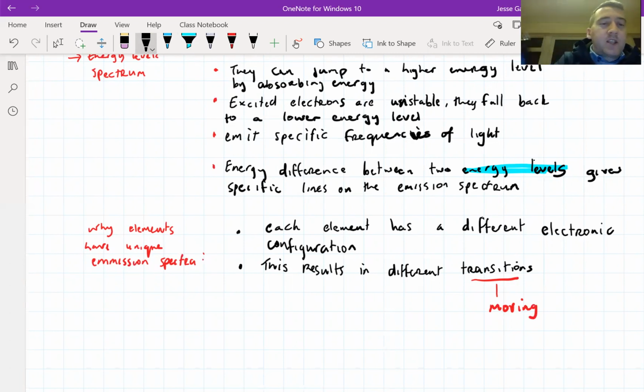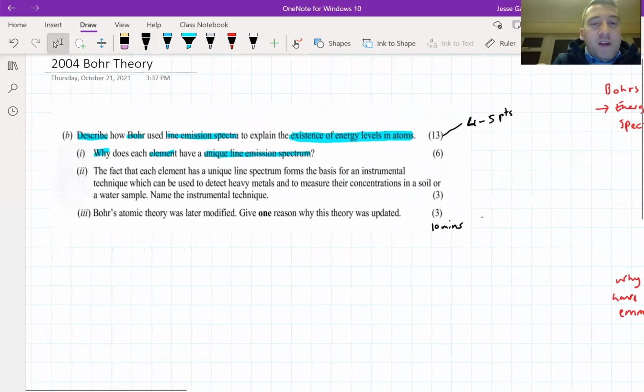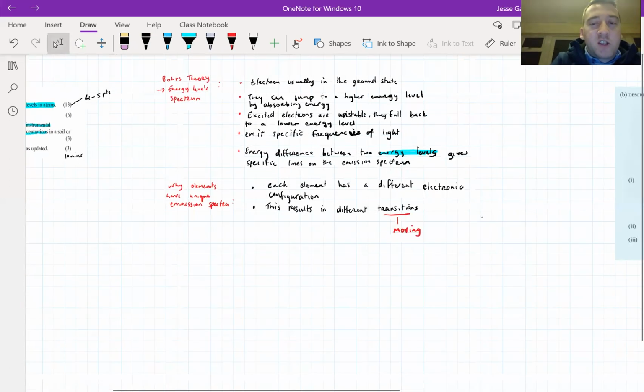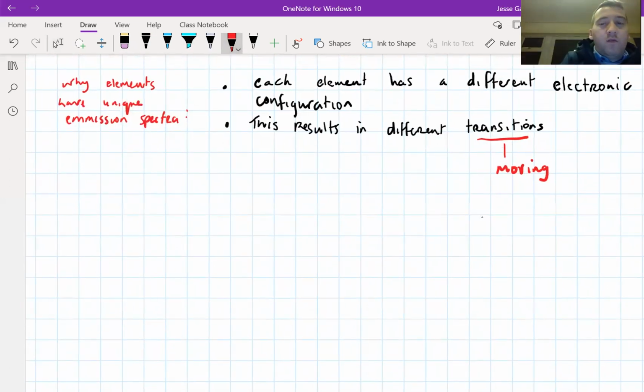All right, next one. The fact that each element has a unique line spectrum forms the basis for an instrumental technique, which can be used to detect heavy metals and to measure their concentrations in soil or a water sample. You just have to name this instrumental technique, the instrumental technique that uses spectra. Hopefully you can name the technique.